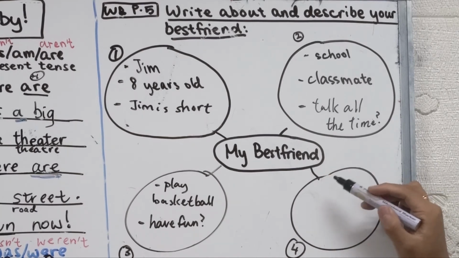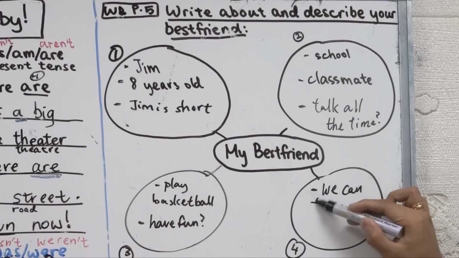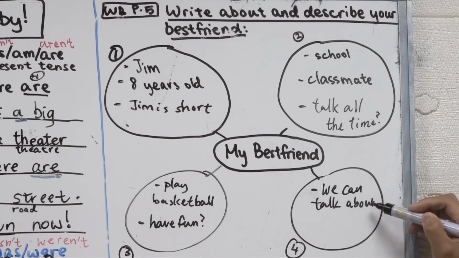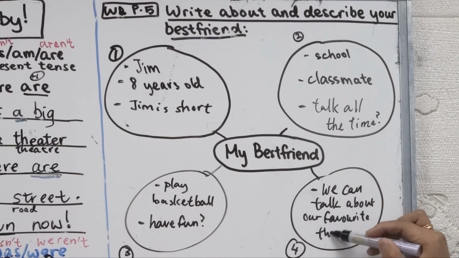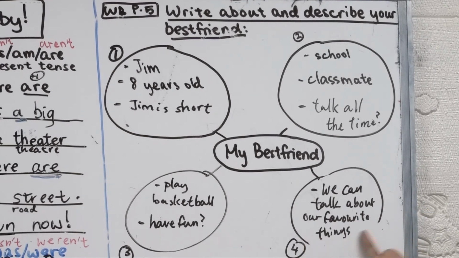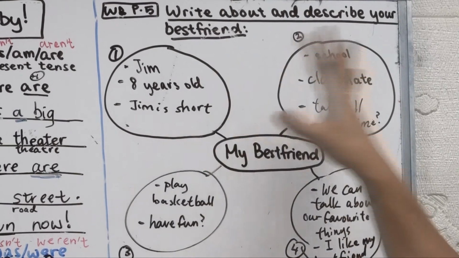Okay? And then you tell me why you like your best friend, okay? Maybe you can say, I like my best friend because we can talk about our favorite things, right? And then you say if you like your best friend or not. You can say, I like my best friend a lot, right? Now we have 1, 2, 3, 4. 4 circles about who? About your best friend, okay? You have 4 circles about your best friend.